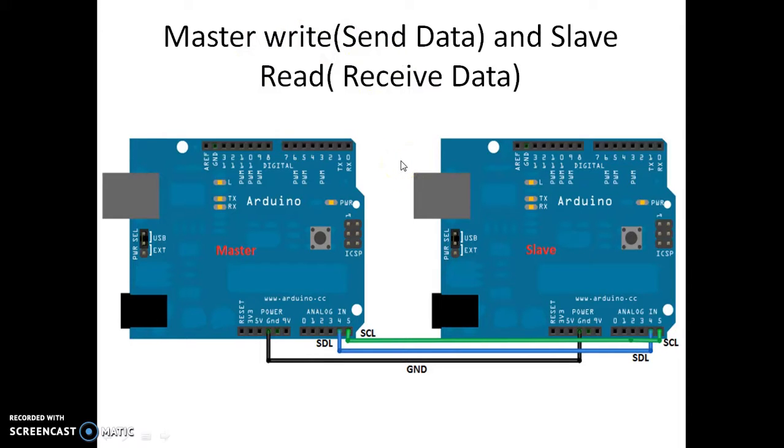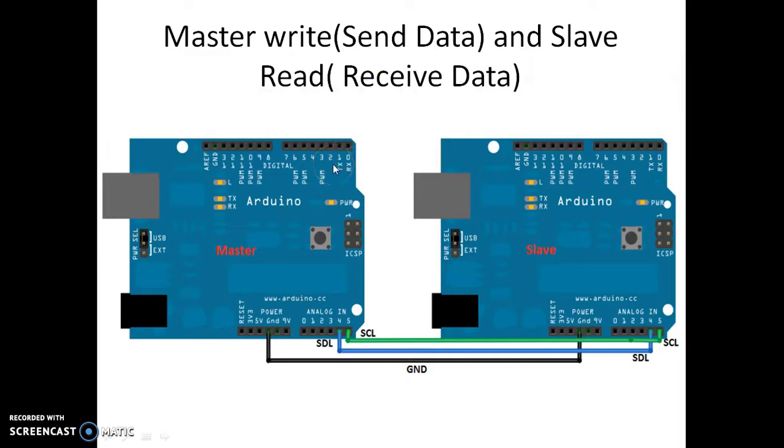Actually, in this video we are going to talk about how the master can send data to the slave. When the master sends data to the slave, this is called master write or slave read. For this example we use a simple circuit diagram.